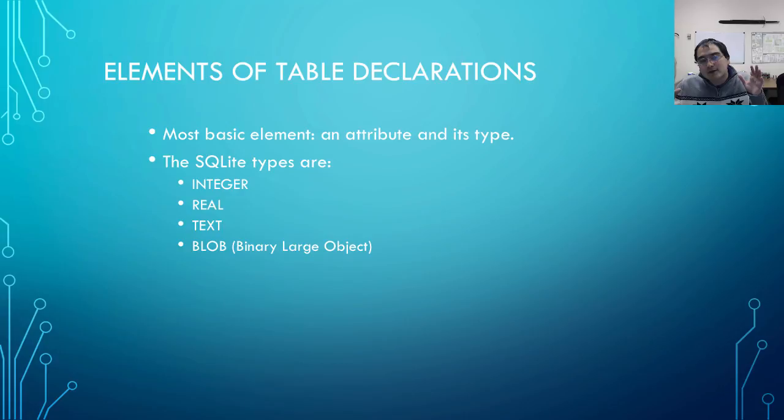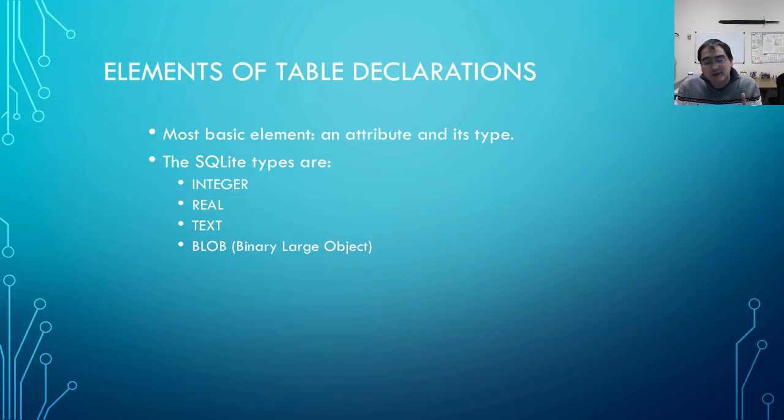So what are the types in SQLite? Well, there's integer, which is pretty obvious. There's real, aka floating point numbers. There's text, which are strings. And then there's blob, which is basically binary data. That's a thing that we're not going to be using in this class much, if at all. We're primarily working with integers, real values, and text.